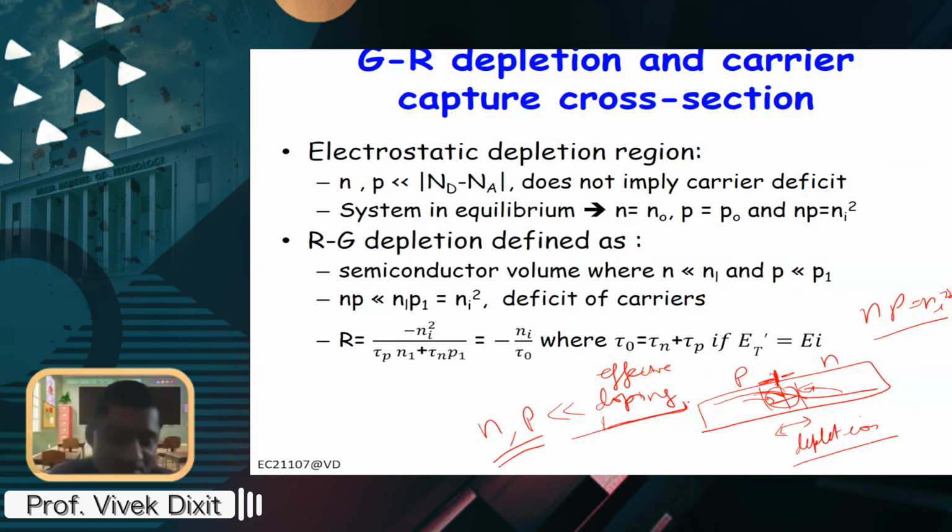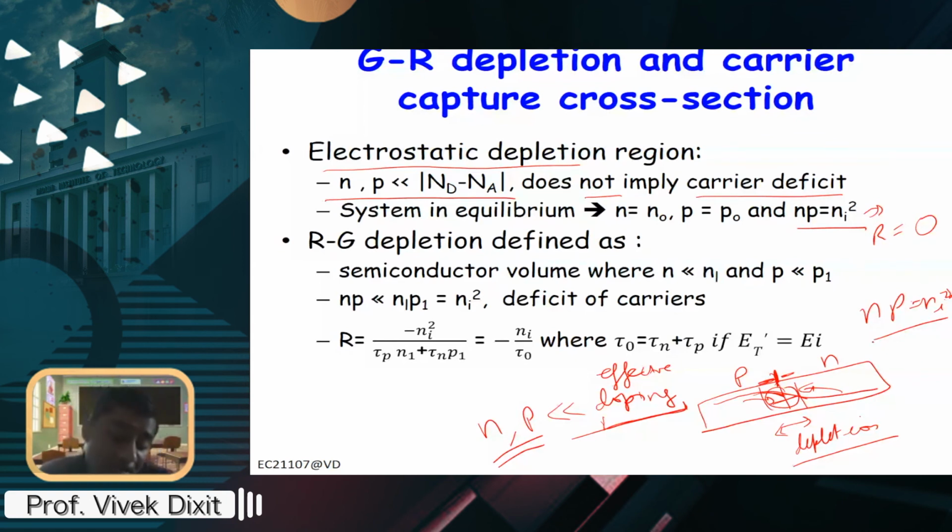Your np product is ni square, and this depletion is called the electrostatic depletion region, right? So your np is less than the doping, and np is ni square. That implies no carrier deficit. That means your R will be, what does it mean? If np is ni square, R will be 0. So net recombination rate is 0. That means if you are recombining 10 carriers, you are also generating 10 carriers. So net recombination is 0.